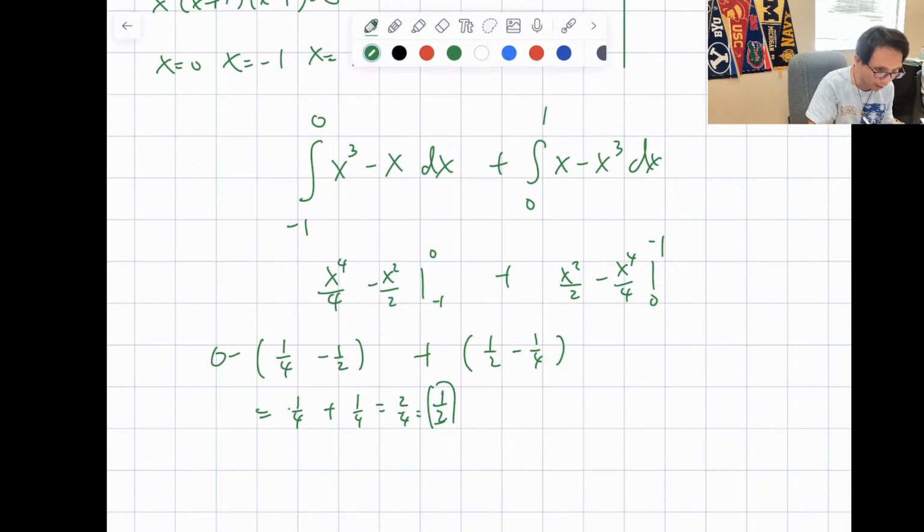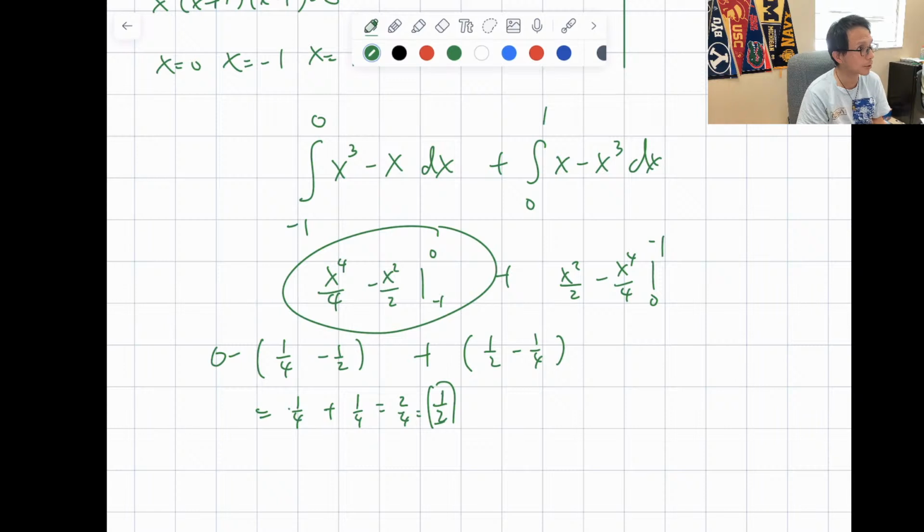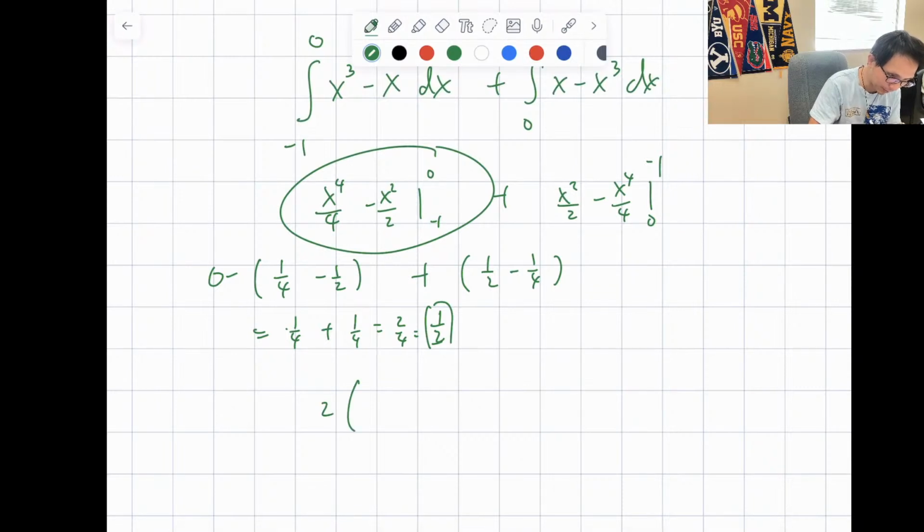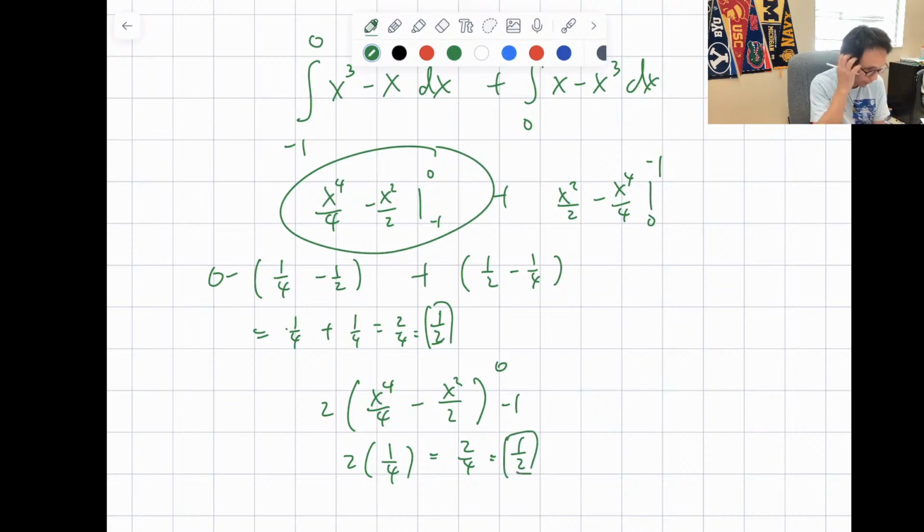Now, some people can also get this result as 1/4 and multiply by 2 because they are symmetrical. Right? You could have gotten 2 times this, and 0 to -1, so it'll be 2 times 1/4. 2 over 4, that's equal to 1/2. Same result if I do it that way, because you understand that it's symmetrical.